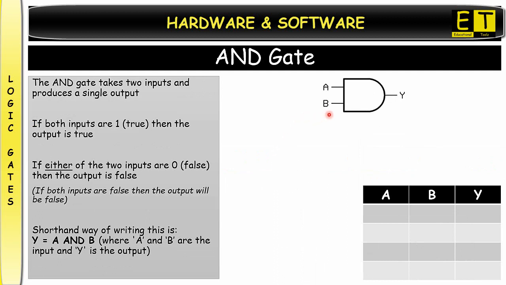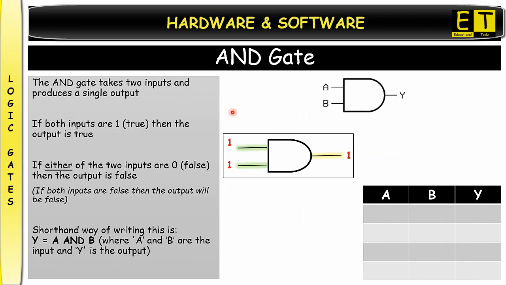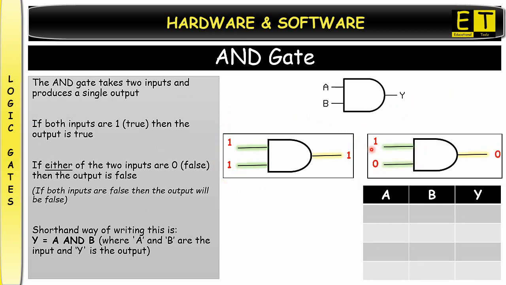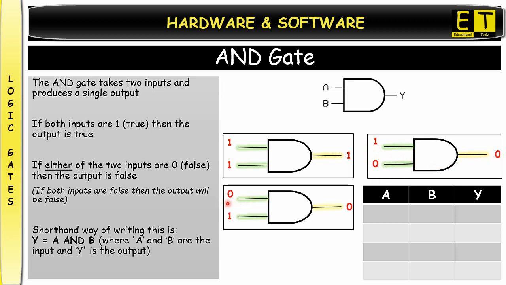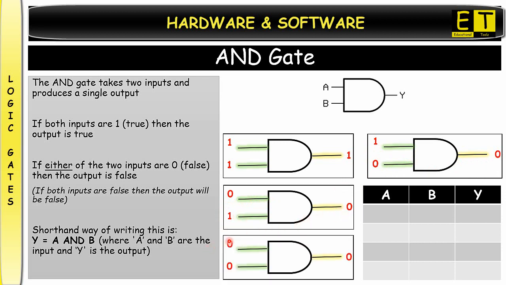The AND gate takes 2 inputs and produces 1 output. For the AND gate to be true or 1, in this instance, both of the inputs need to be 1. If input A is 1 and input B is 0, then the output will be 0. If input A is 0 and input B is 1, then the output will be 0. And if input A and B are 0, then the output will be 0.